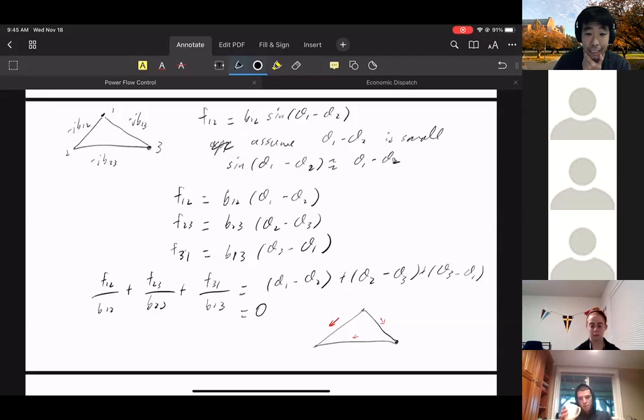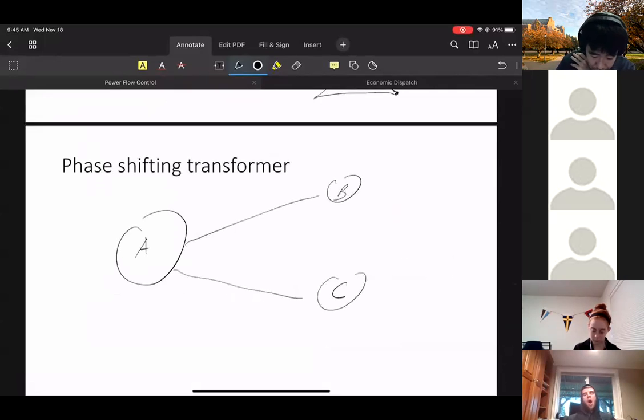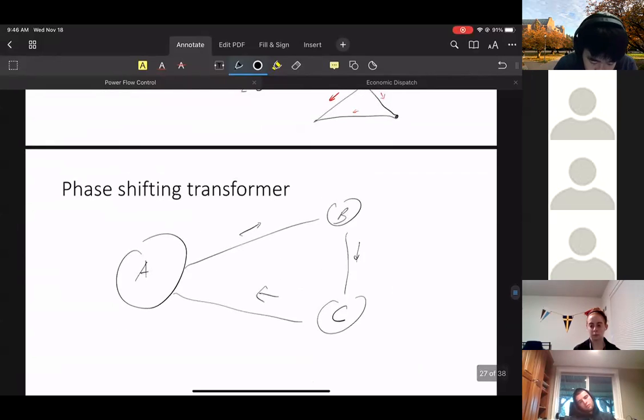This has a lot of practical implications because in the real world, most of the time the network is looped. There are loops in the system. So if there are loops in the system, then you have A, B, C tying to each other. There's always some loop flow that happens in this cycle. There's always things looping around. And the practical implication is that you cannot arbitrarily change the flow.